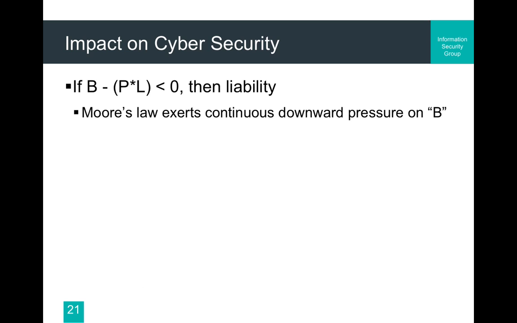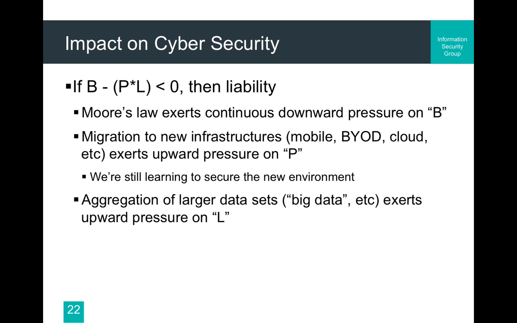But that's not the whole story. There's more going on in the cybersecurity environment than just changes in the technology and more economically efficient ways of running computing power. We've also got, at the moment, a lot of migration into new infrastructures. And here I'm thinking of trends like the move to mobile, bring your own device, move towards cloud-based services. All of these, I believe, are exerting continuous upward pressure on P. Upward pressure increasing the probability of a cybersecurity disaster.